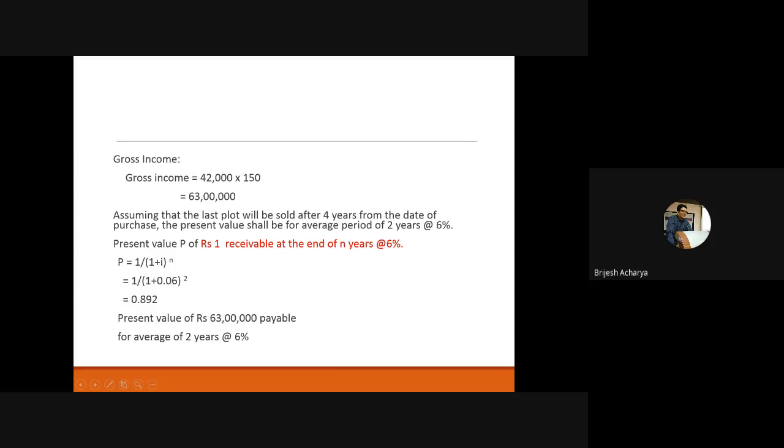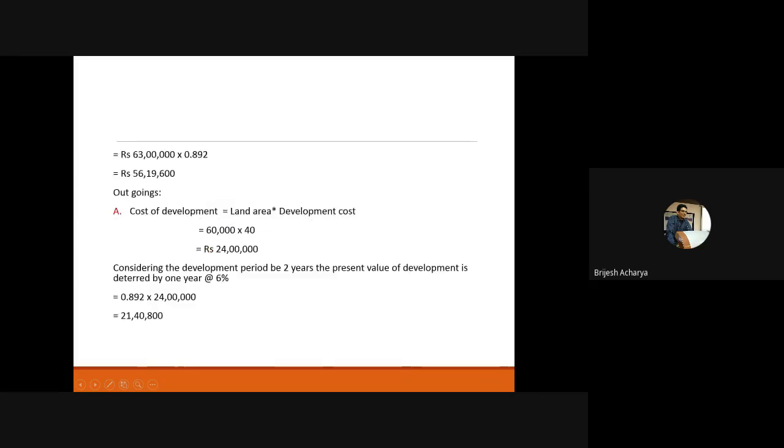So the present value of 63 lakh rupees, the gross income which you will get over an entire period of 4 years. So we have to bring it down to a 2-year period, and therefore the present value of 63 lakhs with the 0.892 factor, reducing it to 2 years at a 6% rate of interest, gives me 56 lakh 19,600 rupees. The outgoings are the cost of development, that is land area into development cost, which is given as 40 rupees. So that comes out to be 24 lakh rupees.